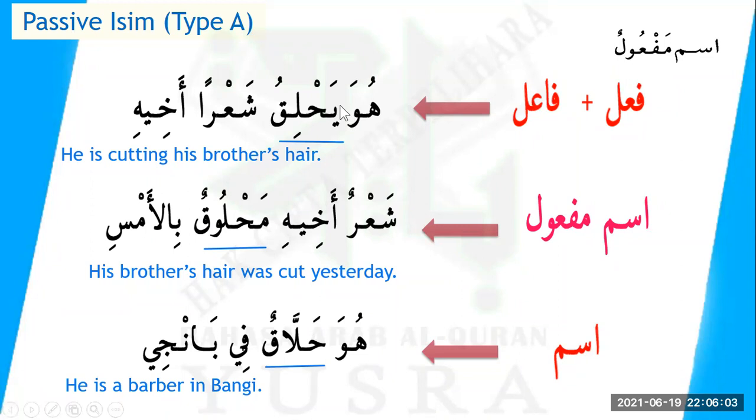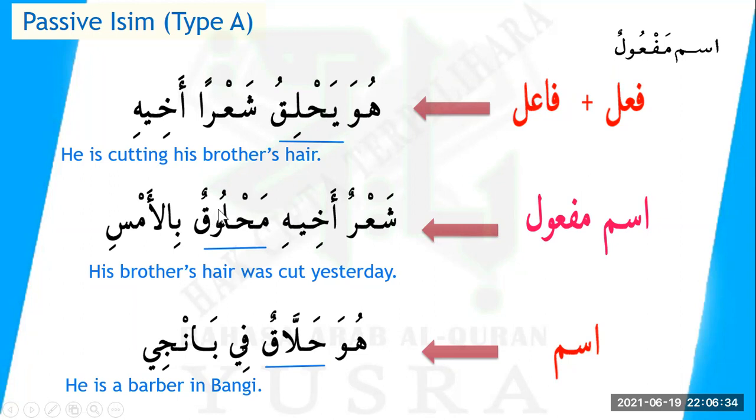No, okay, this is okay. At the bottom, it just uses nouns to explain. All are nouns here. There's no verb here. Sya'run, akhi, mahlukun, bil ams. All are nouns. So you can use the noun form, but we have to use the active or passive noun. Okay? Right? You want to write halakun, you can write halakun.